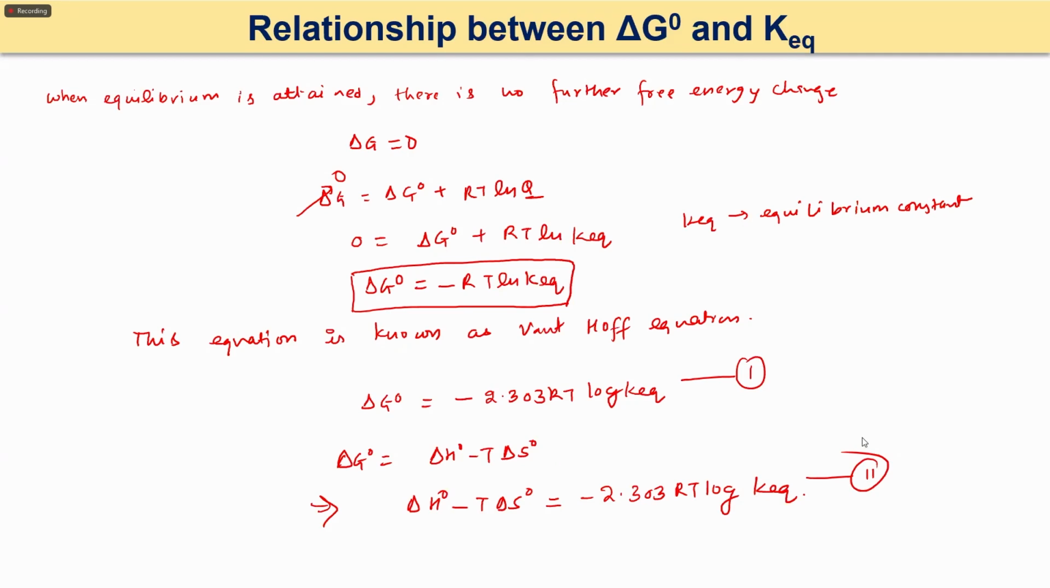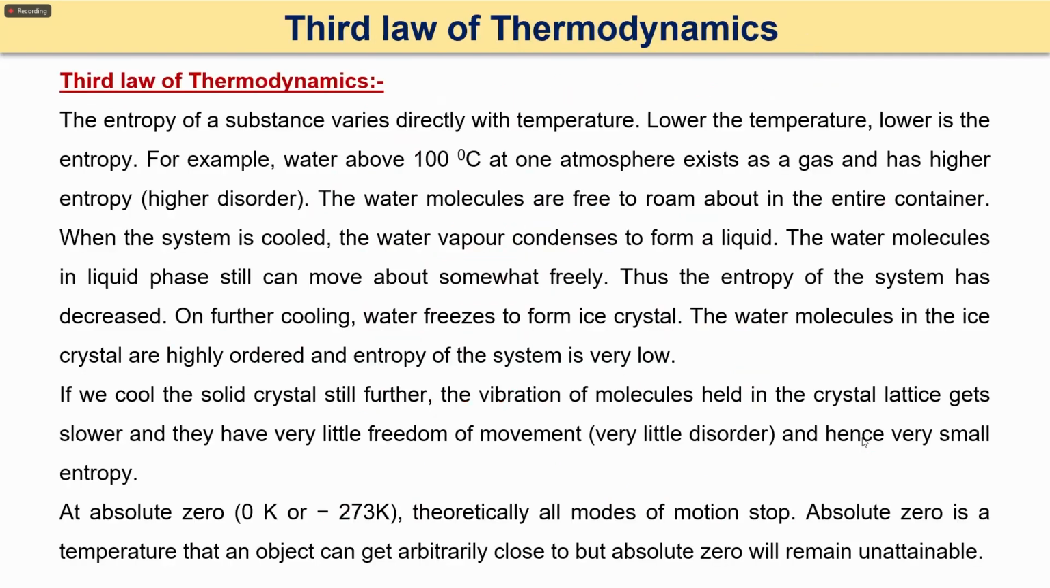Now let us move to the third law. We have studied the first law, then the second law of thermodynamics and the statements there. Let us now study the third law of thermodynamics. As the temperature of a substance increases, its entropy will increase. From this relation, you can say that entropy is directly related to the temperature. So lower the temperature, lower is the entropy.